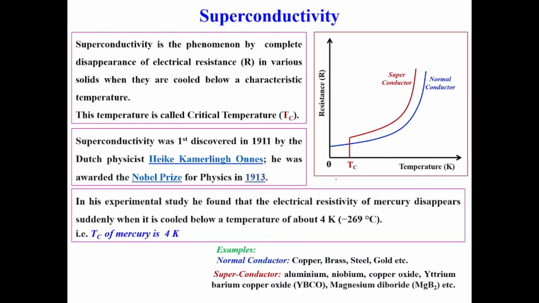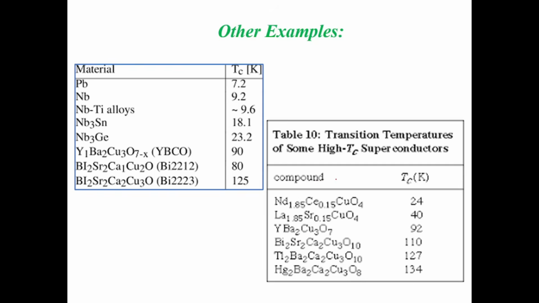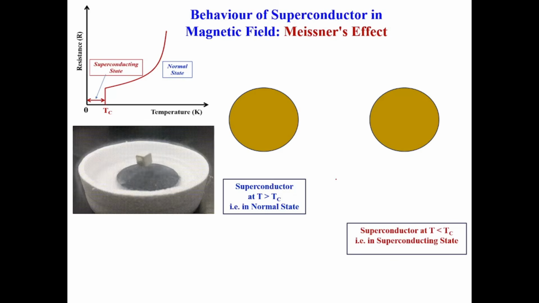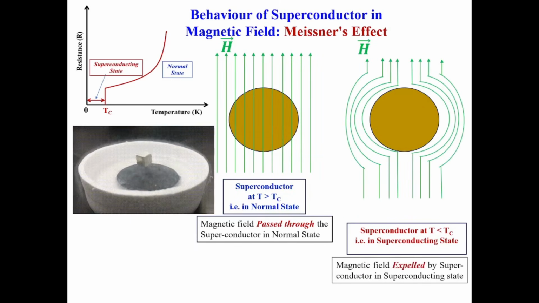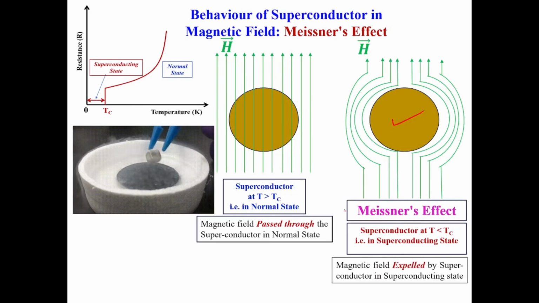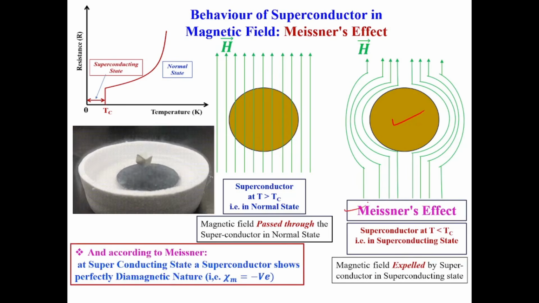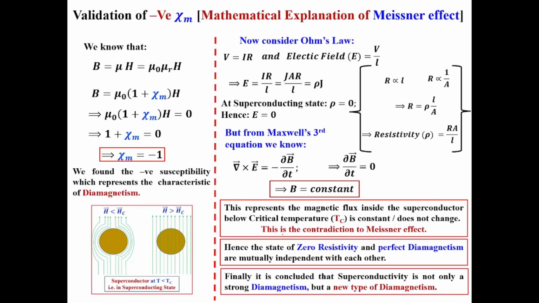In our previous classes, we discussed these things. This is the introduction part of superconductivity. Last class, we discussed Meissner's effect. Meissner's effect told that if a superconductor is in the superconducting state, then it will expel the magnetic flux, which is called the Meissner's effect, or the so-called diamagnetic nature. But by considering the zero resistivity theory, we found magnetic flux is constant. So Meissner's effect, or perfect diamagnetism, and zero resistivity contradict each other. That we discussed in our last class.